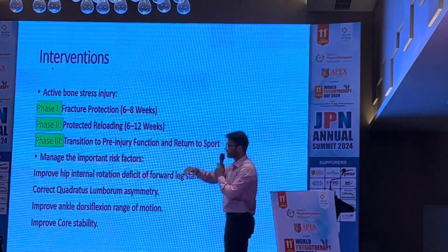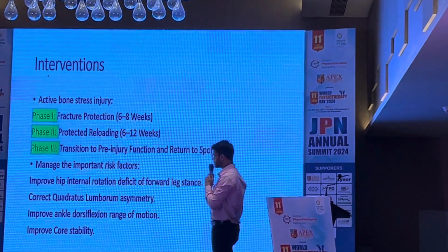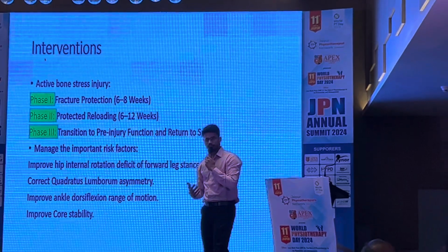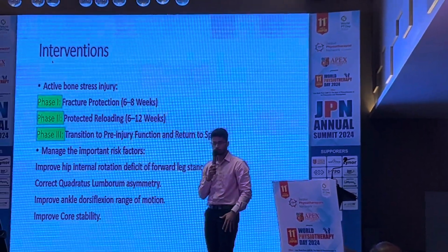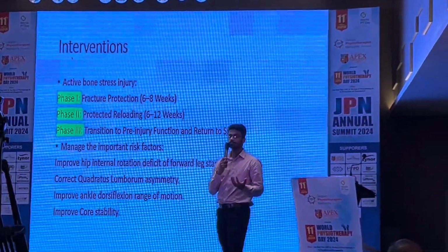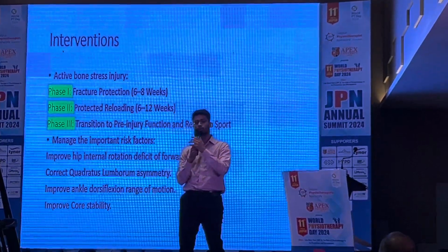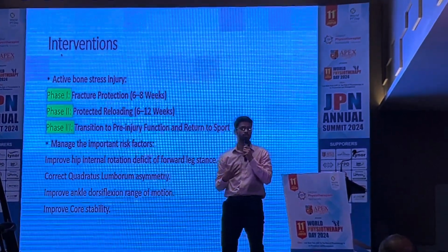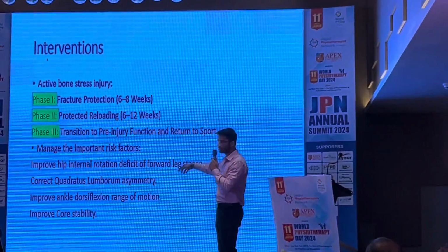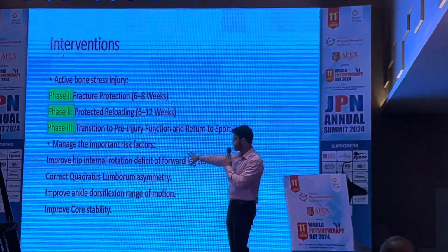Then, please go back to the previous slide. Now, there are important risk factors that we should also manage as physiotherapists. In the research, it has been shown that in a bowling action, there is the rear foot and this is the front foot. If the front foot of the bowler has less internal rotation, it has been linked to stress fracture. So we have to assess the internal rotation of the hip also when we are checking the patients or doing the musculoskeletal screening of the patient. Next, if there is quadratus lumborum asymmetry, use any technique, MET, stretching or any other technique to correct this asymmetry.